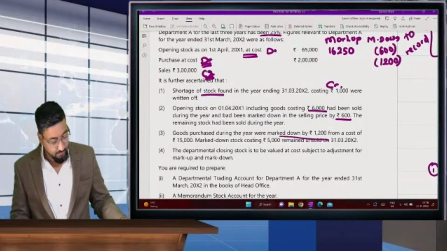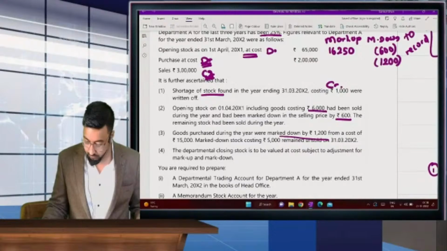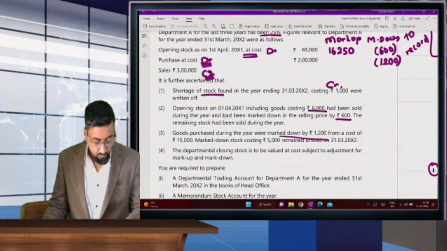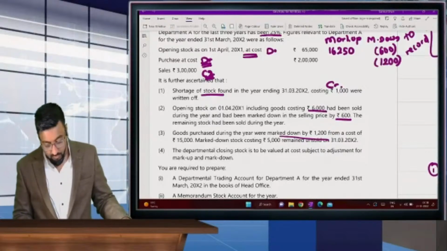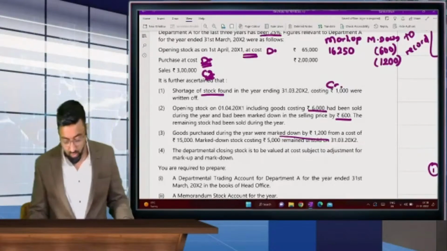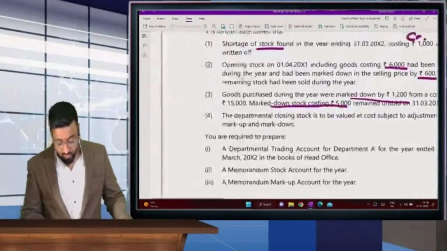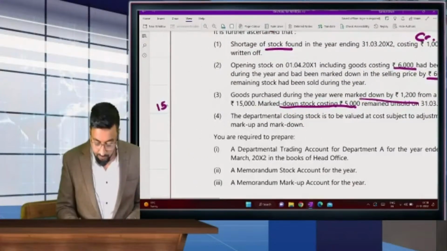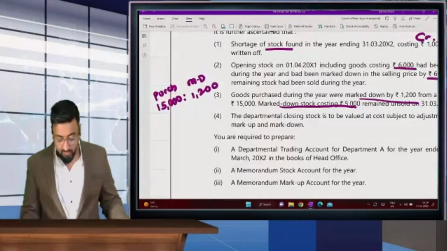Okay sir. So there is no difficulty till now. So just recording markdown in front of purchases. So in front of purchases I have recorded 1,200 and markdown closing stock 5,000 remaining unsold. See beta, can you calculate? 15,000 is my purchases. In that markdown is rupees 1,200.